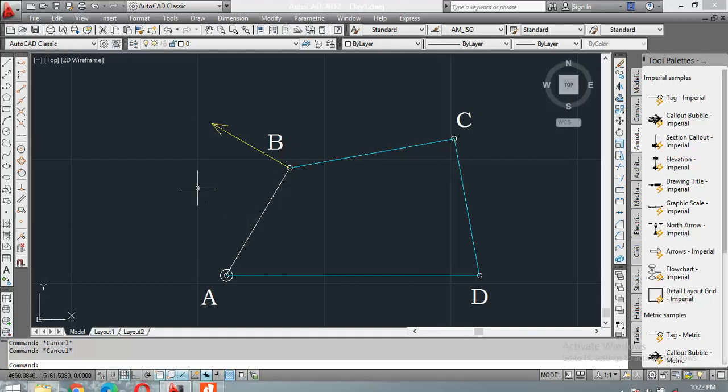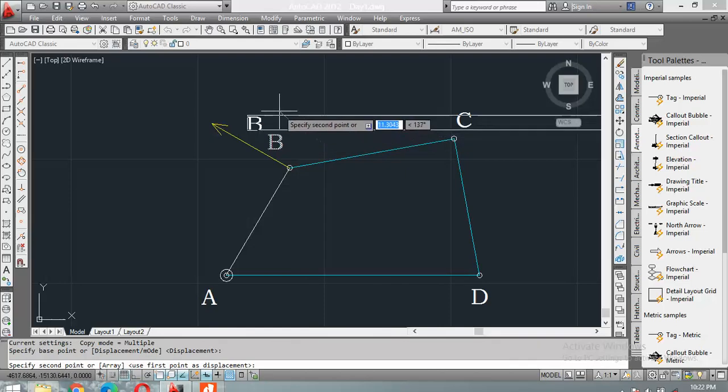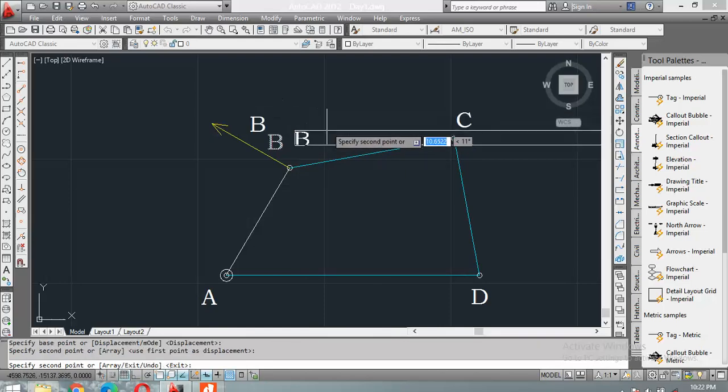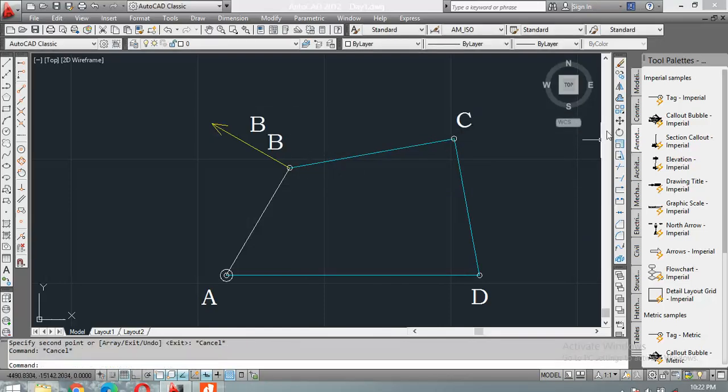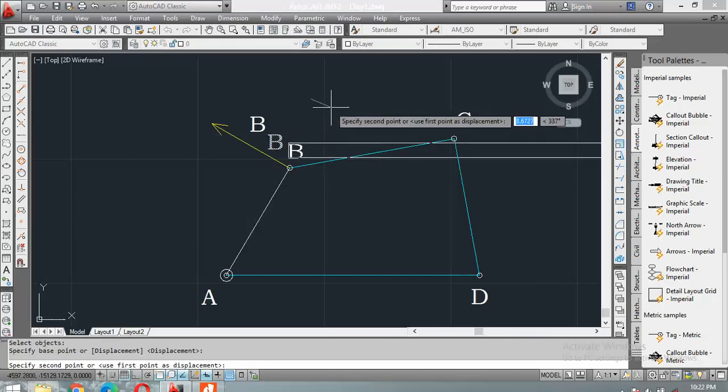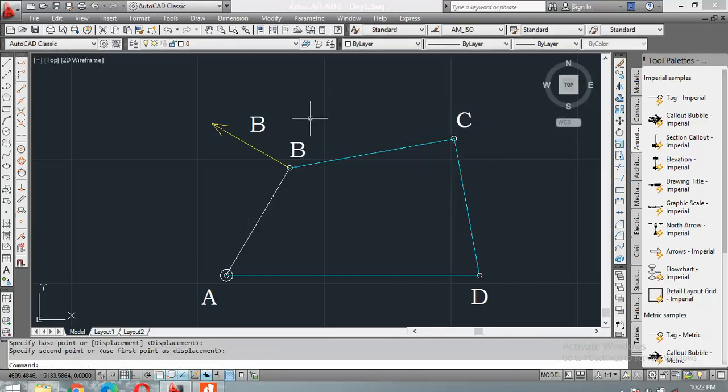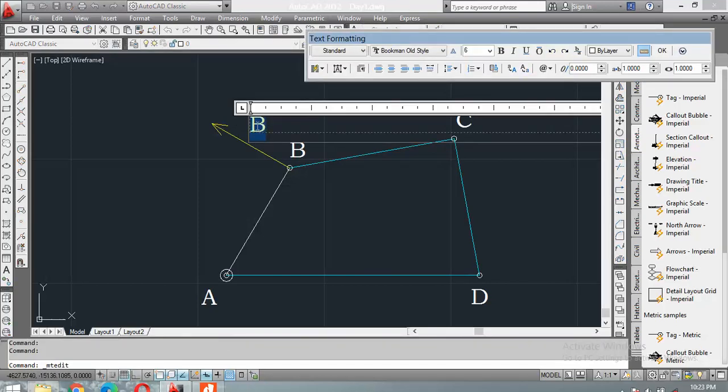I want to name this vector the velocity of B with reference to A. Let me move this point B somewhere here. I want to represent this vector as the velocity of point B, because this vector represents the velocity of B considering A point is the hinge.